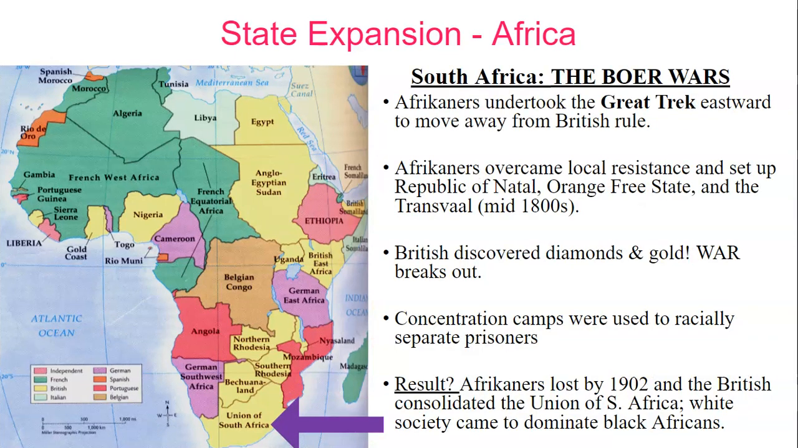So the Afrikaners undertake the Great Trek eastward to move away from that British rule. The Afrikaners overcome the local resistance. They actually set up their own areas, the Republic of Natal, the Orange Free State, and the Transvaal in the mid 1800s. The British discovered diamonds and gold in South Africa, so war is going to break out. There were concentration camps set up that were used to racially separate prisoners. And as a result of all of this, the Afrikaners lost by 1902, and the British are going to consolidate the Union of South Africa. White society is going to dominate Black Africans, which will result in a term that we will get to. It's called apartheid. It's kind of messy.